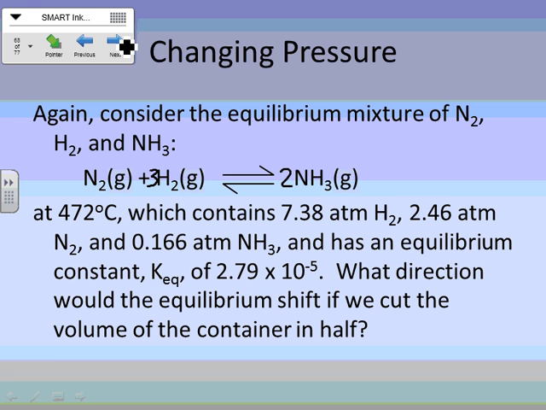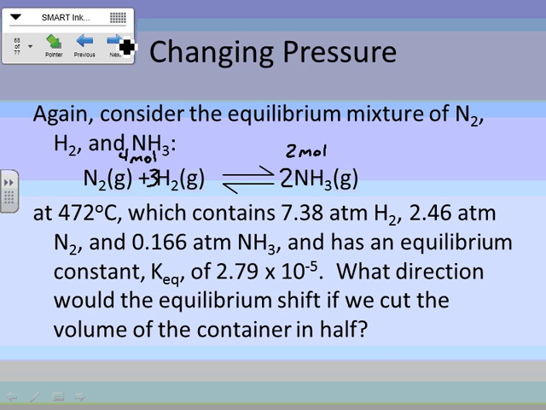Does that make sense? So if that's the case, again, we're applying a stress to this system, and the system is going to shift to help reduce the stress as much as possible. What you want to do in these types of pressure change problems is count up the number of moles of gas that you have on each side. So over here we have 4 moles of gas, and over here we have 2 moles of gas.